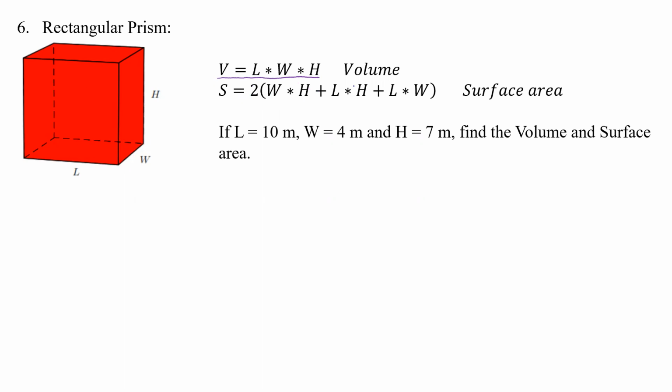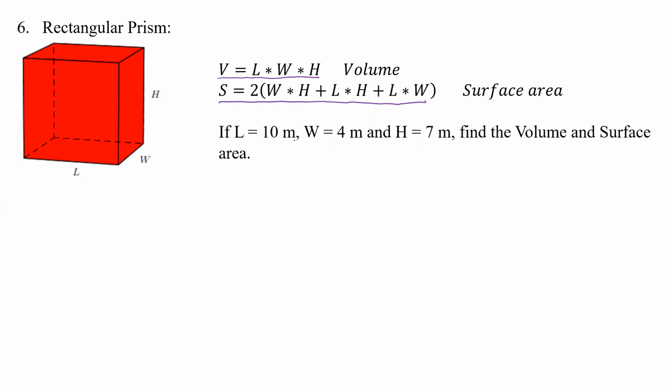And so we take 2 times that, and we have length times height here. Then we take this area down here on the bottom, that's length times width. Because there's also one on top, we have 2 times that as well. And so this will give us the surface area. Basically we multiply here, multiply here, multiply here, add all that up, and then multiply by 2.